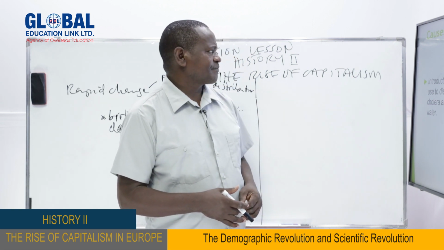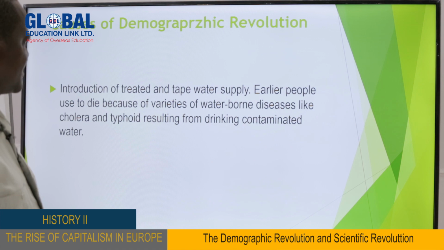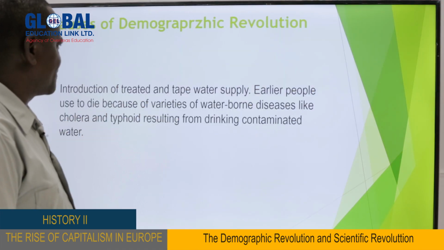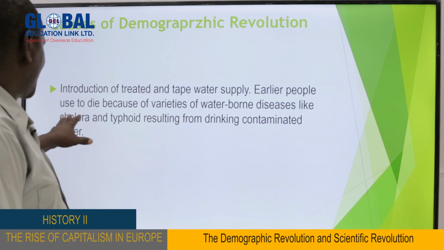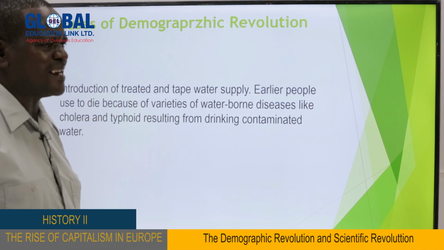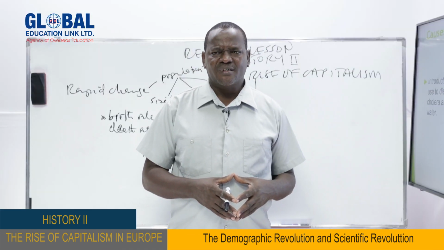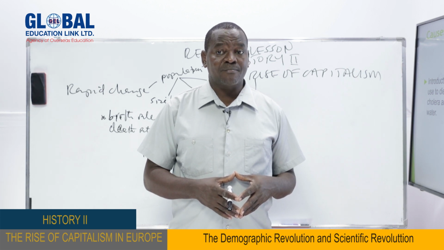My dear students, another cause is the introduction of treated and tap water supply. They introduced treated and tap water supply. Earlier people used to die because they were drinking unsafe water. They were drinking unsafe and unclean water. So a lot of people died because of that.